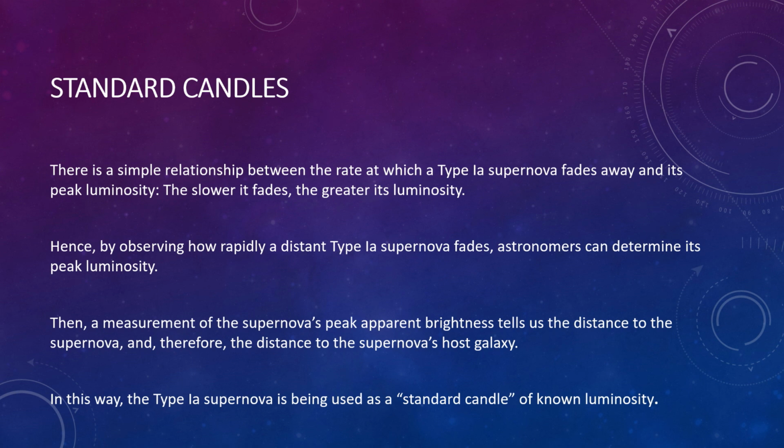Then, a measurement of the supernova's peak apparent brightness tells us, via the inverse square law, the distance to the supernova, and therefore the distance to the supernova's host galaxy. In this way, the Type 1a supernova is being used as what we call a standard candle of known luminosity, and by comparison to its apparent brightness, its distance is determined. The tremendous luminosity of Type 1a supernovae allows this method to be used for galaxies more than 1 billion light-years away.